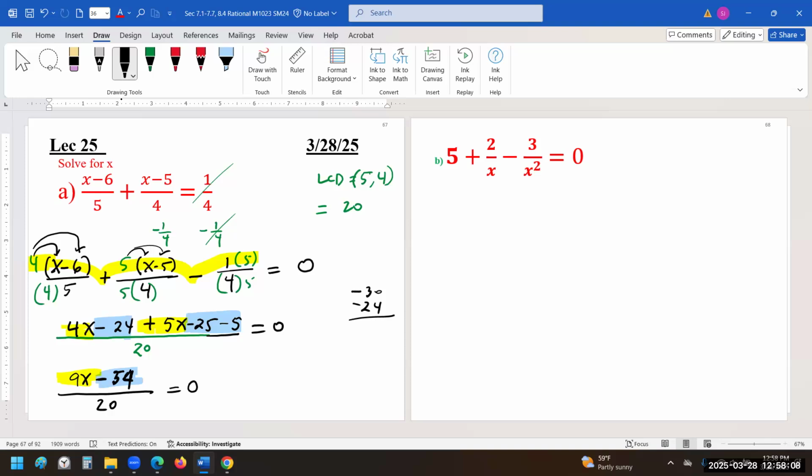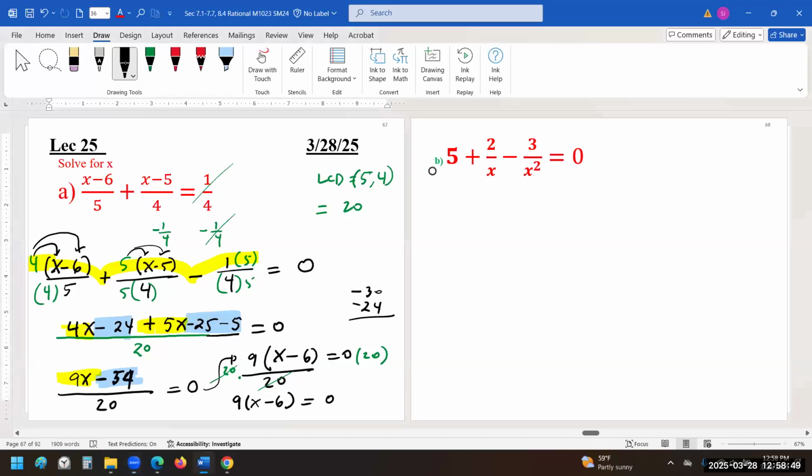Now, can you factor out anything from the top? 9. So we get 9 times x minus 6 over 20 equals 0. Can you cancel 9 and 20? No. But we definitely don't want that 20. So how do you get rid of the 20? We multiply both sides by 20 so that numerator 20 and denominator 20 cancel out. And we get 9 times x minus 6 equals 0.